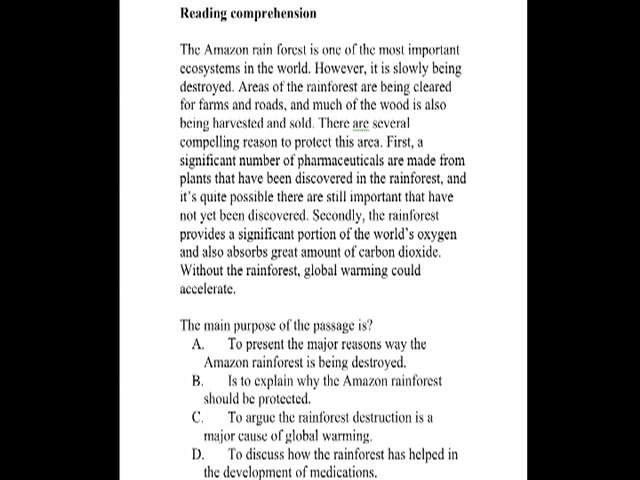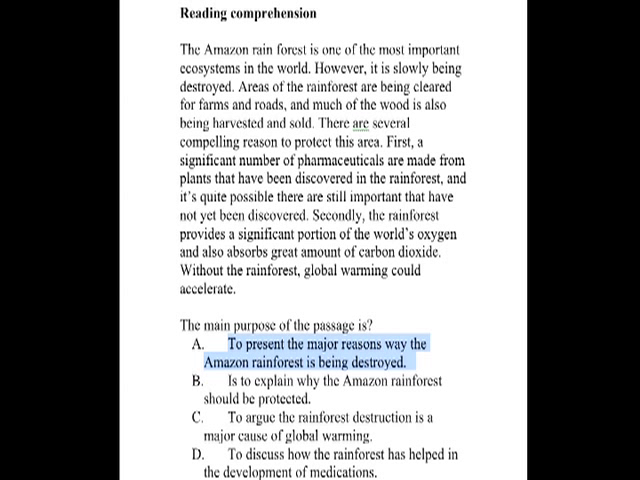Alright, for this one it asks you the main purpose of the passage. And it's good to read it as many times as you can, make sure you really understand, and go as slow as you want to. Now, here we have the different answers. We can use the process of elimination again, like we did before. A says to present the major reasons why the Amazon rainforest should be destroyed. Even though the passage talks about people wanting to destroy the rainforest, it doesn't present major reasons why it should be destroyed. So we know that this first one is not the main purpose of the passage.